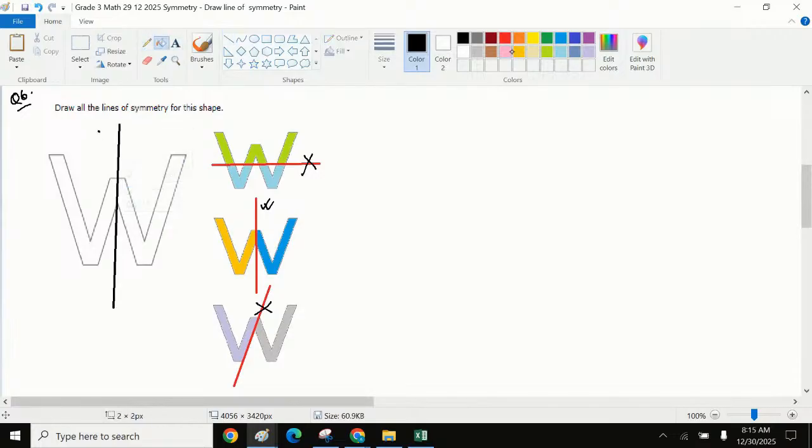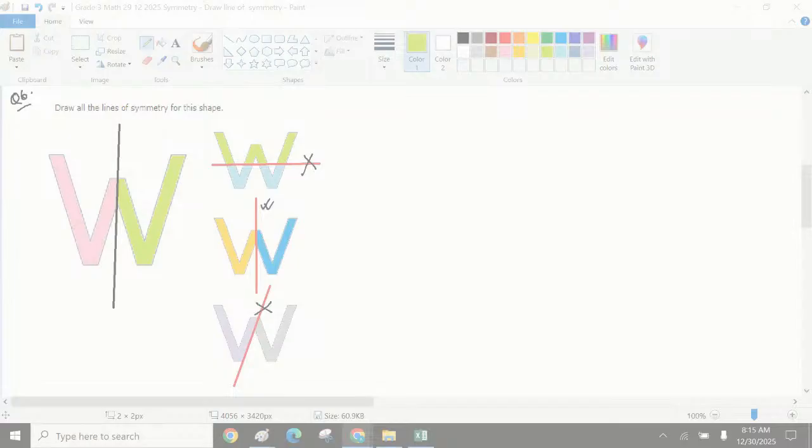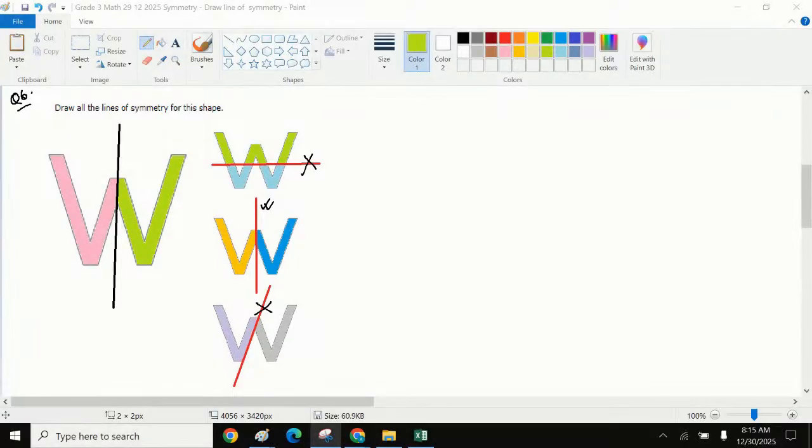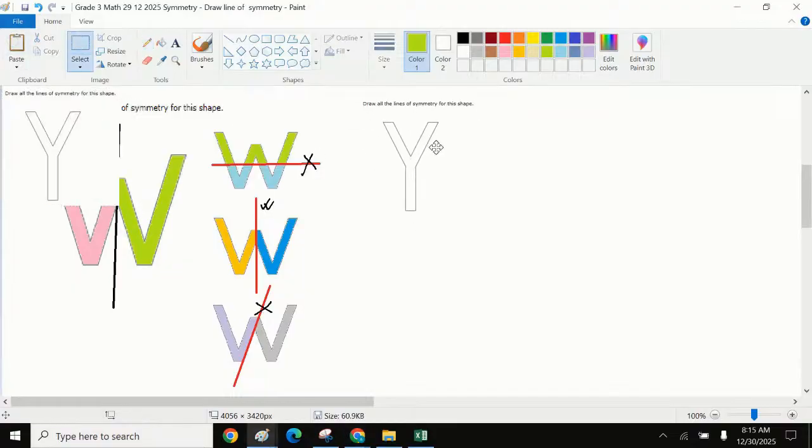And how we can know that is the left side of the image was perfectly the same, a reflection of the right side. That's how we find the line of symmetry for any given shape. But we need to remember that it has to pass through the center. Okay? The next question we have is another alphabet. It says draw the line of symmetry for the shape Y. The alphabet is Y.